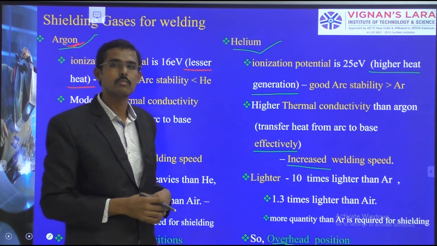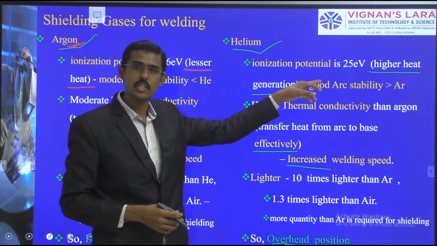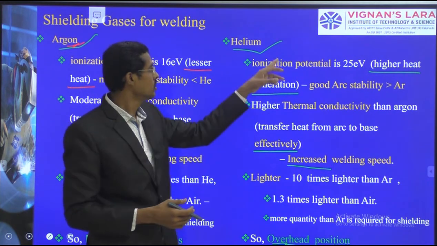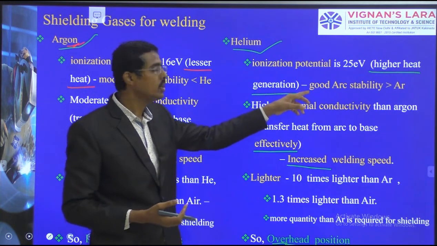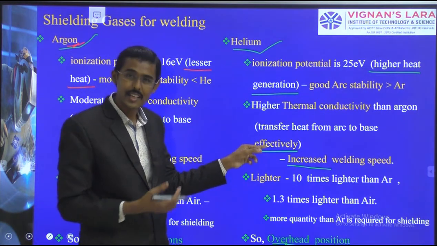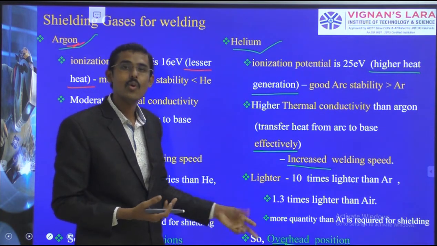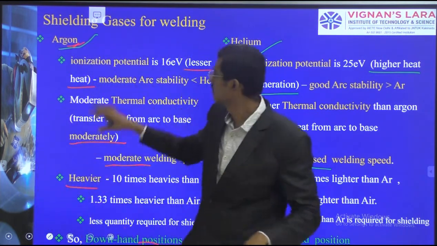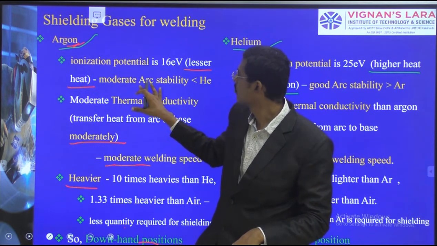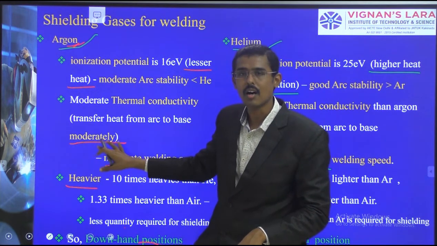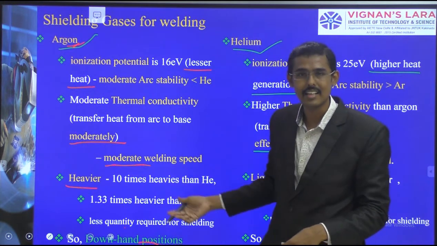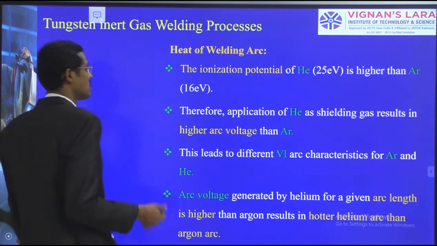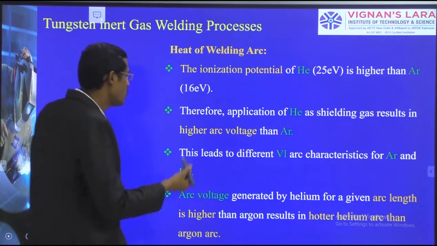So we conclude with three points: ionization potential, thermal conductivity, and lighter weight. These are useful for good arc stability, heat transfer, overhead positions, and welding speed also. So this will be useful for helium. These are the properties of argon: moderate stability, moderate heat generation, and 10 times heavier, therefore useful for the downhand positions. Similarly, we have to see about CO2 also.